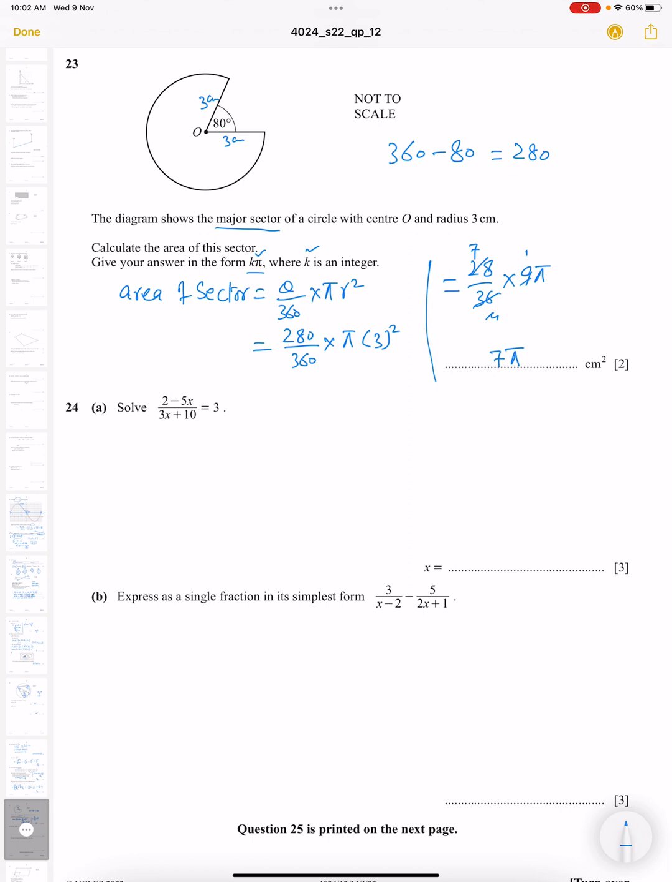The next question, solve (2 minus 5x) over (3x plus 10) is equal to 3. So that's simple, 2 minus 5x. This 3x plus 10 will multiply with 3 on the other side.